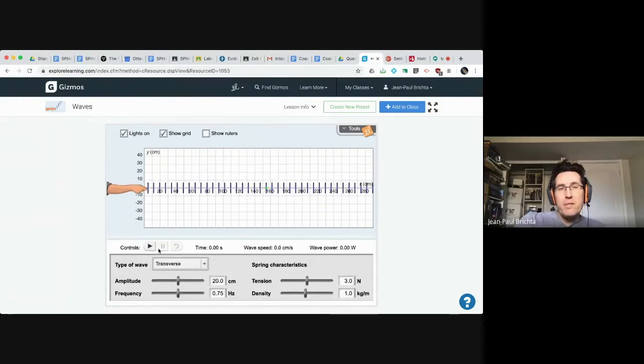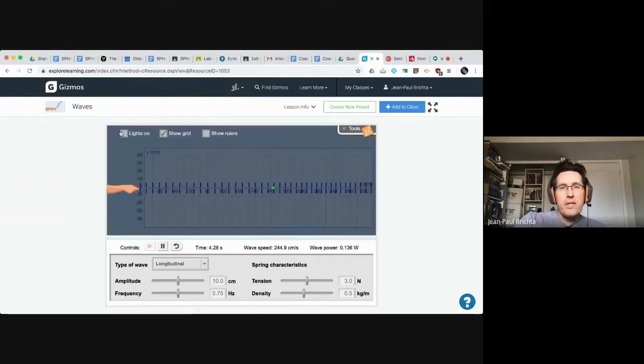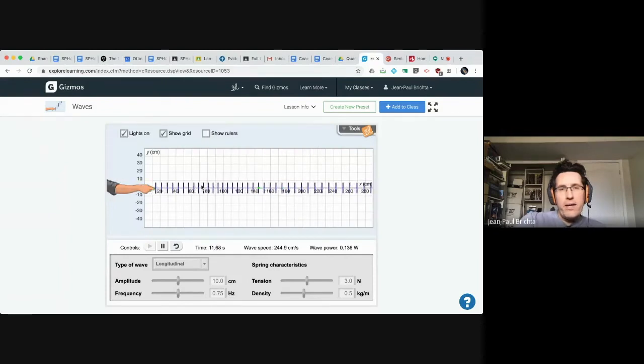So compare and contrast that with a longitudinal wave. There's still that LED right there. In this case, if we run it, this is where you push and pull on the slinky. If I turn the lights off, you can see that that little coil is moving left and right, just like the wave is moving to the right, although that's a little bit harder to see.